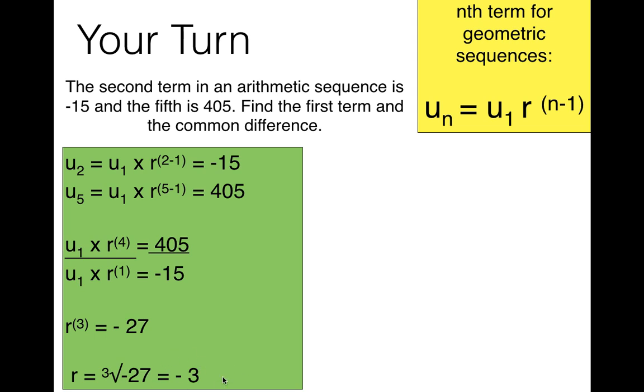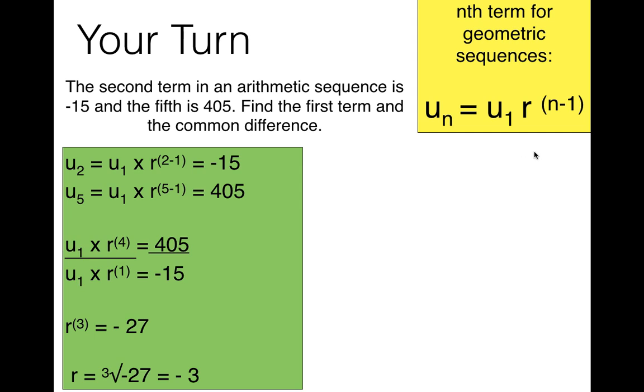Now I can apply that, and I can either apply it to this formula here, and I'll show you how, or I could divide minus 15 by minus 3. And that would give me my answer for the first term. Because minus 15 is the second term. That only works if you're given the second term.